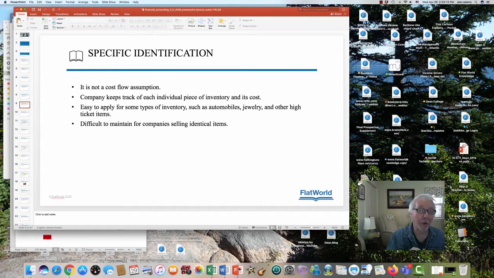That's not a cost flow assumption. That is specific identification, okay? We're going to keep track of each individual piece of inventory for high ticket items, okay? Now, if all of your items look alike, that's not practical. This is only practical if you're selling things that are highly unique and customized and identifiable from each other, okay?